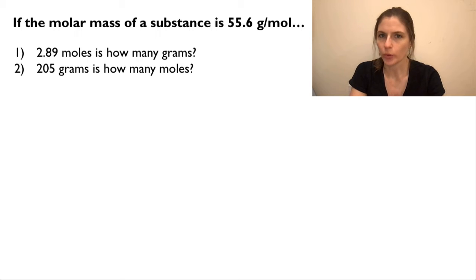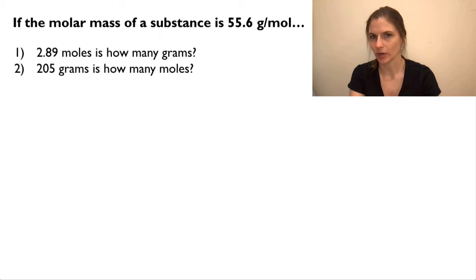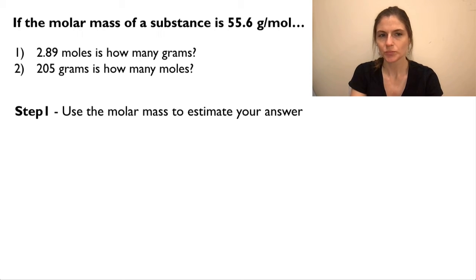So I can answer both of these questions without even using a calculator. I can't get to the actual answer, but I can get to an estimate. And so that's what I'm going to start off with. Because I already know the molar mass, I don't need to spend any time looking up the molar mass of my substance. I'm going to start by estimating how many grams would be in 2.89 moles and how many moles would be in 205 grams. And I'm going to do this estimation by using some mathematical reasoning.